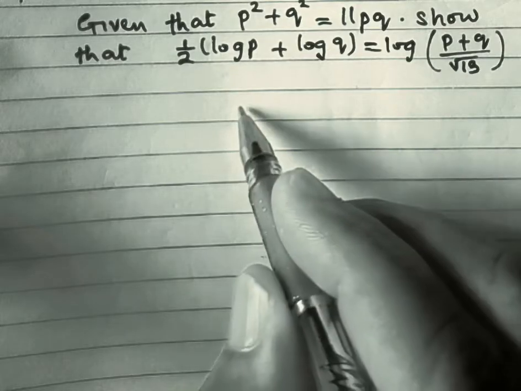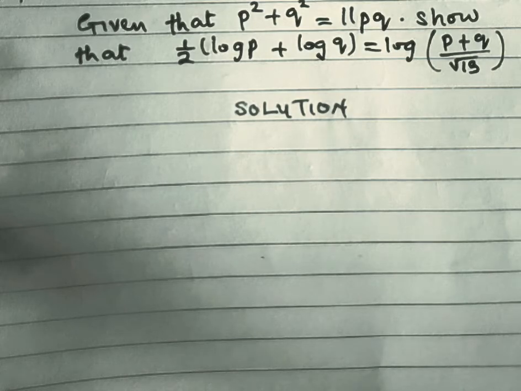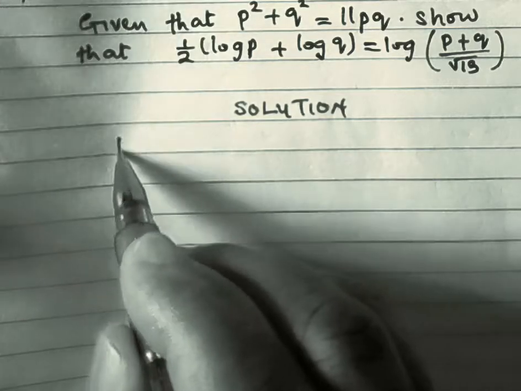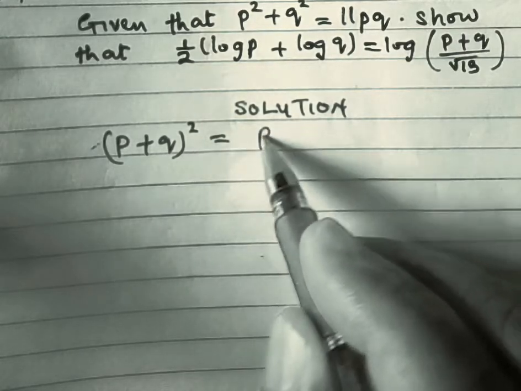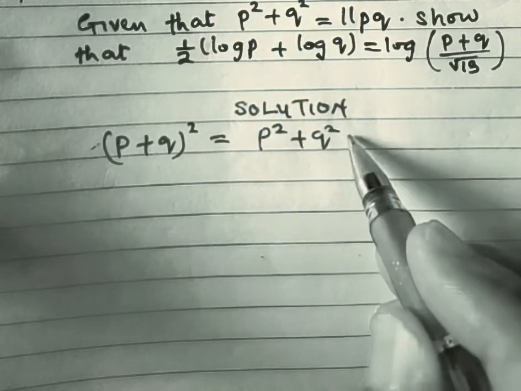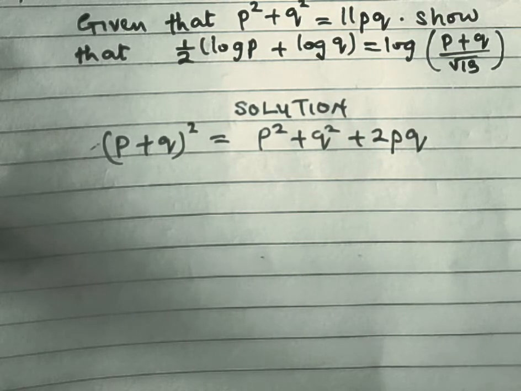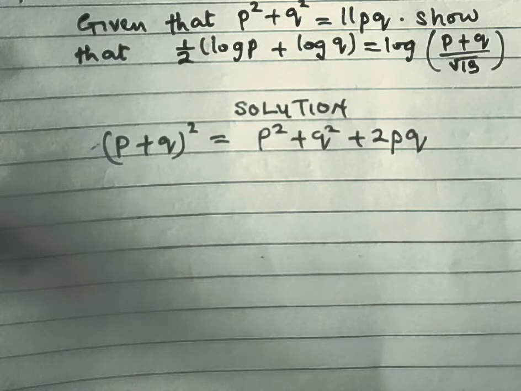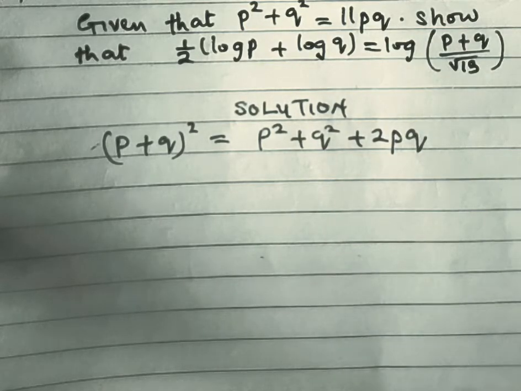To start with the solution, we are going to use a particular algebraic identity which says that (p plus q) all squared equals p squared plus q squared plus 2pq. Why are we using this particular identity? It's because of what we have here, p squared plus q squared. Since p squared plus q squared is equal to 11pq, we can substitute it here.